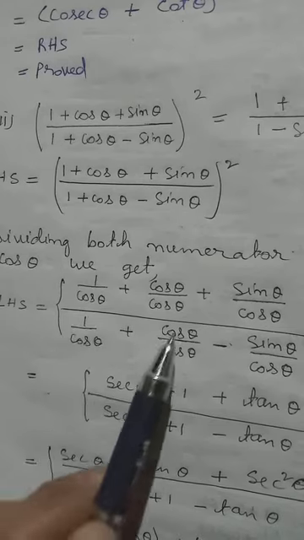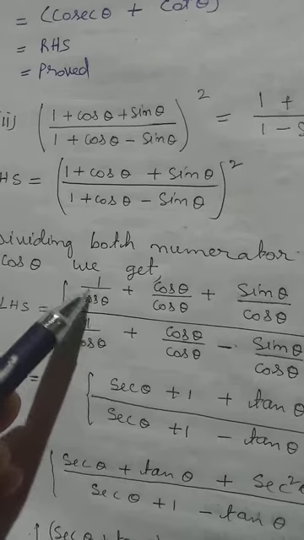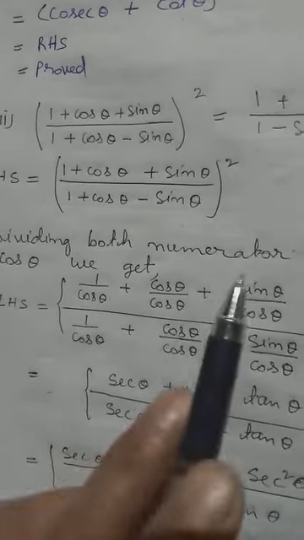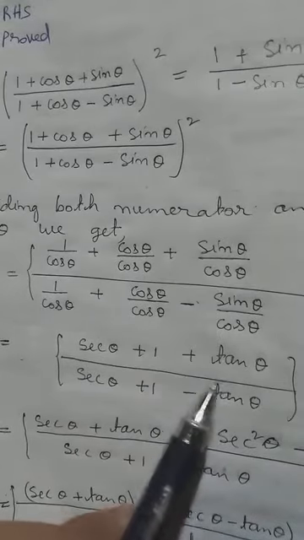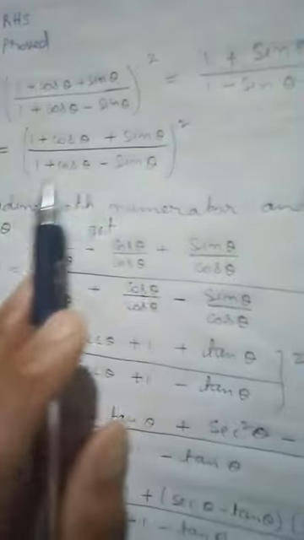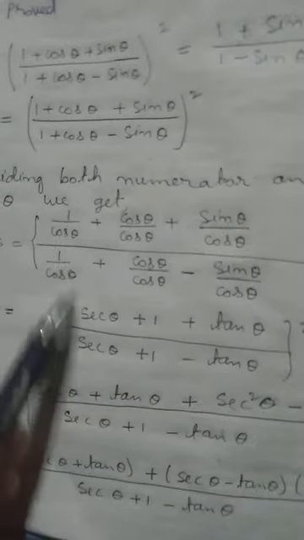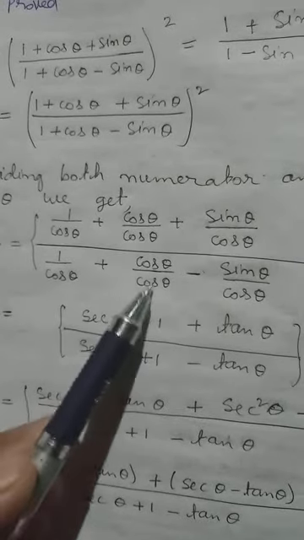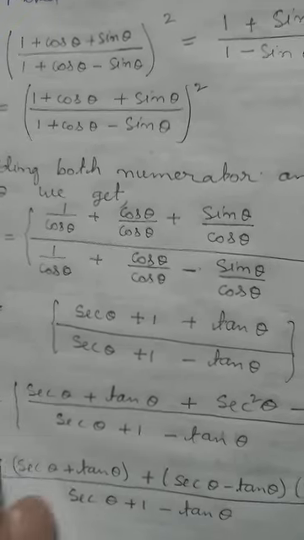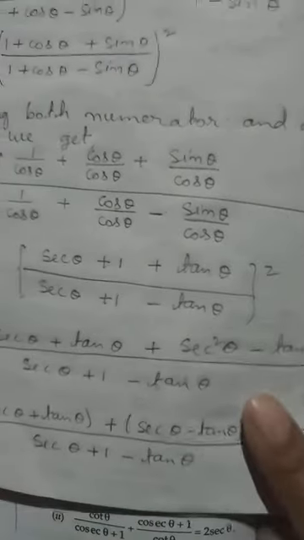1 by cos plus cos by cos minus sin by cos. So 1 by cos, we know it is equal to sec theta. Cos by cos equal 1. Sin by cos relation, we have tan theta. Then square, we should not forget, okay? We should write whole square. Then denominator also 1 by cos, we know sec theta. Cos by cos 1. Sin theta by cos theta, we have tan theta. We don't want three quantities, we want only two. So we'll try to reduce them.